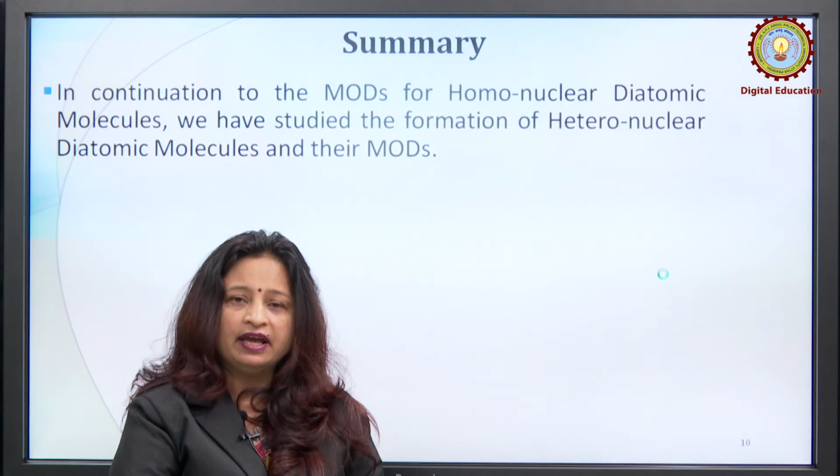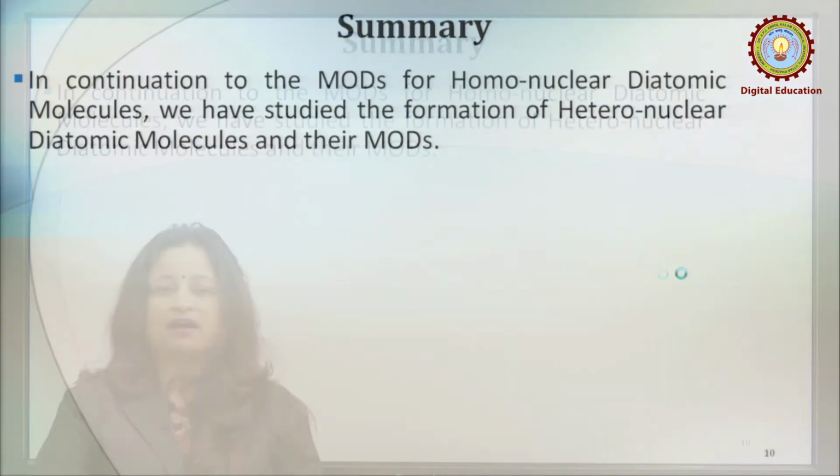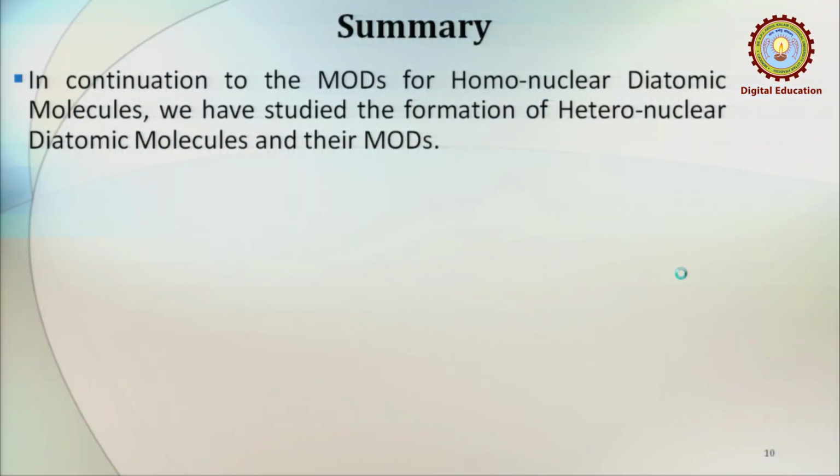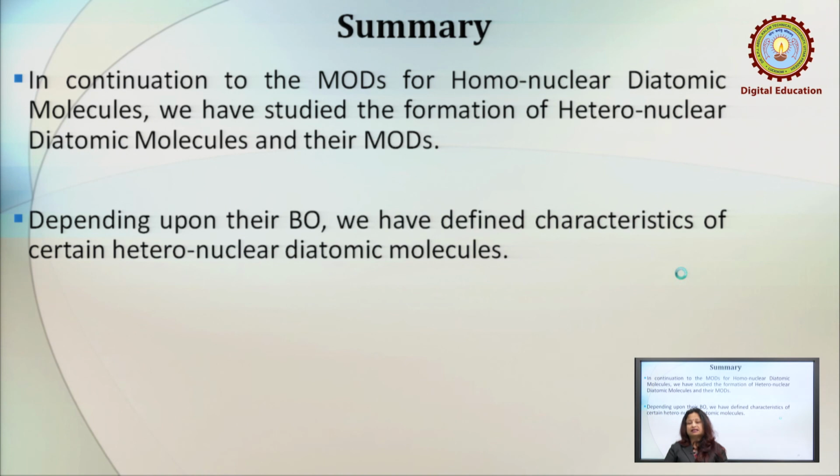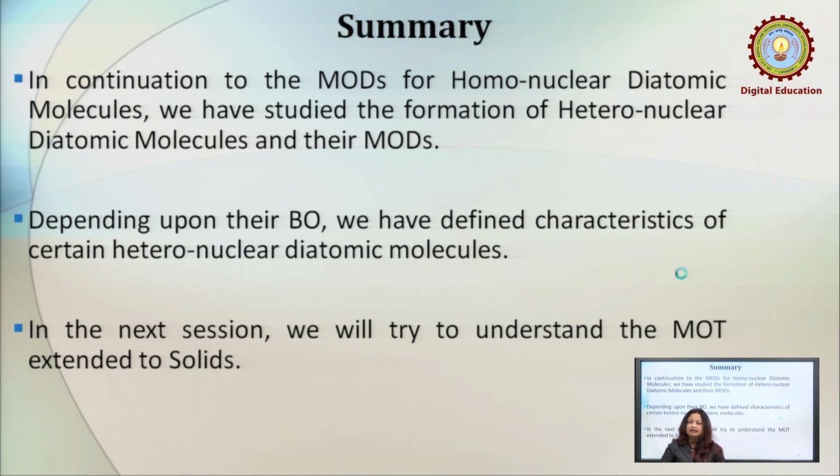So, dear students, in continuation to the molecular orbital diagrams for homonuclear diatomic molecules, we have studied today the formation of heteronuclear diatomic molecules and also their molecular orbital diagrams. Also, depending upon their bond orders, we have defined their characteristics, the electronic configurations of various heteronuclear diatomic molecules. In the next session, we will try to understand the concept of band theory of metals, the molecular orbital theory, which is extended to solids.